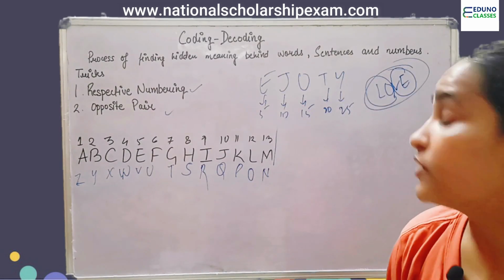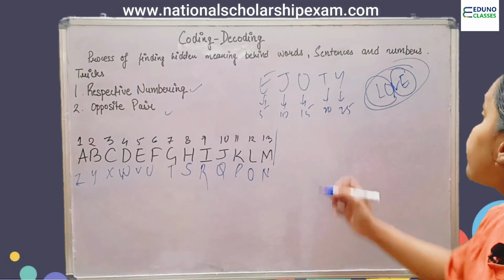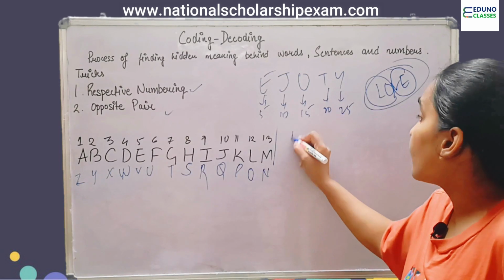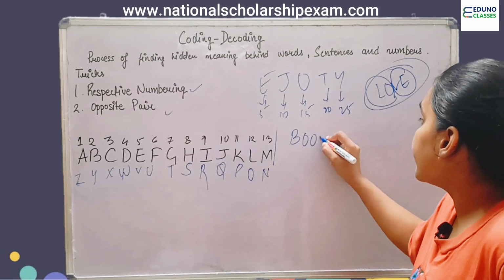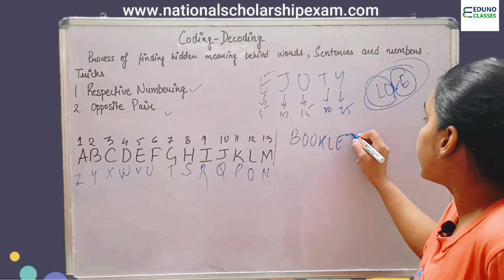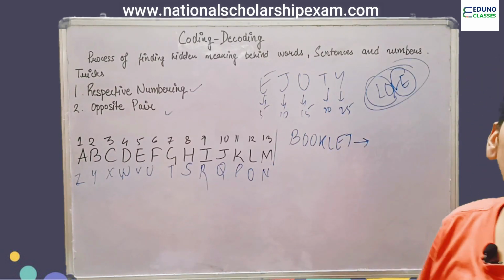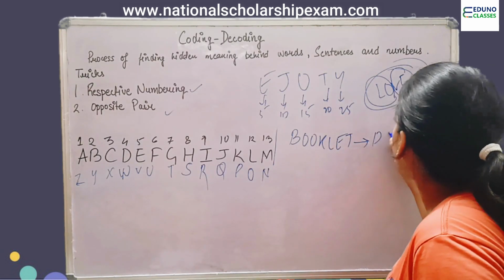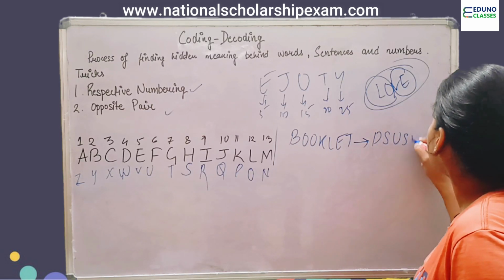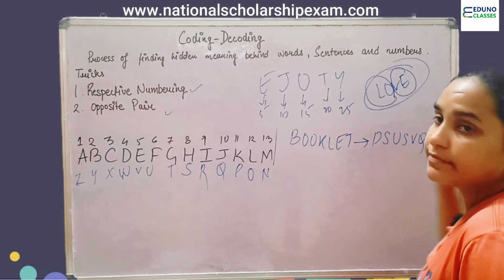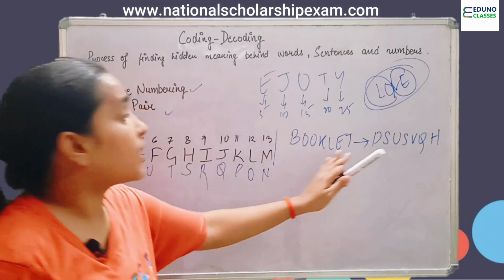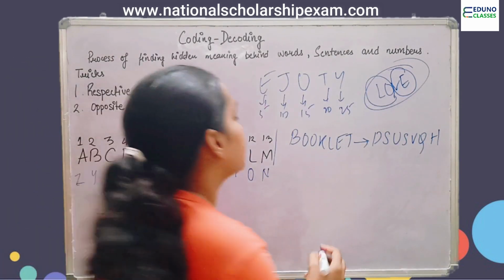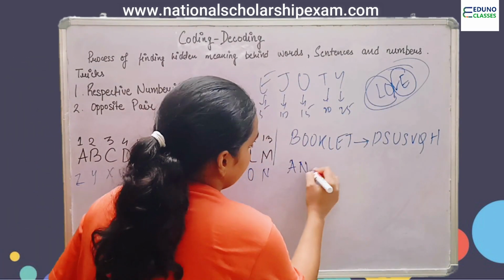So the first question I have for you guys is, the question given to you is booklet. They said the word booklet is coded as DSUSVQH. Then what will be the code for the word answer?